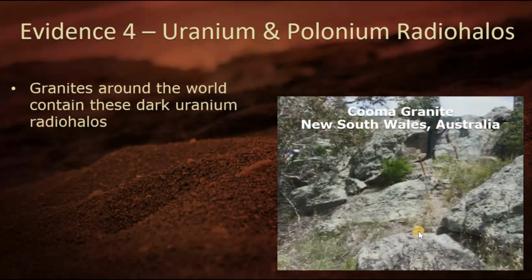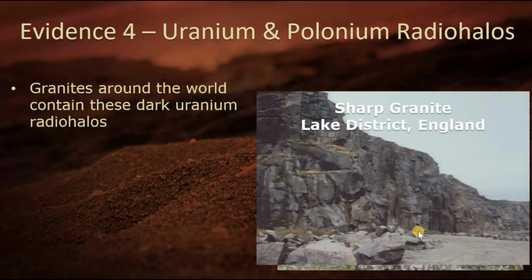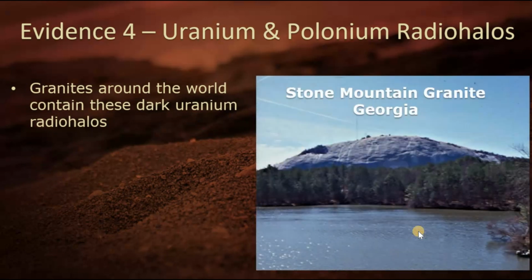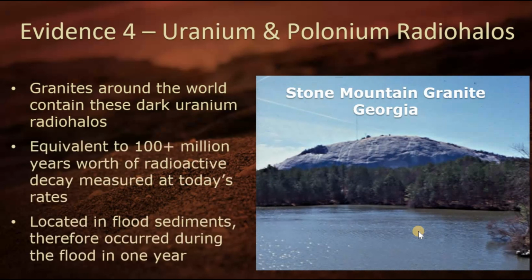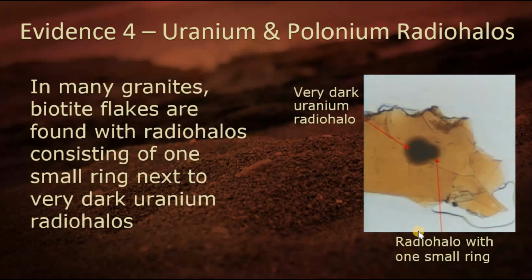So granites around the world contain these dark uranium radiohalos. We have one in the Lake District of England, and the Stone Mountain granite in Georgia. Again, equivalent to 100 million years of radioactive decay measured at today's rate, located in flood sediments. Therefore, they had to occur during the flood in 1 year.